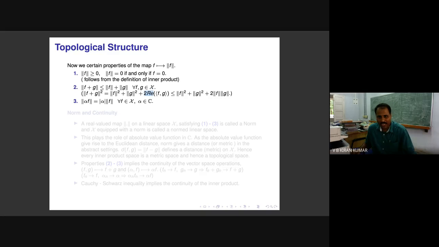Now, the real part of a complex number is bounded by its absolute value. So this is bounded by the absolute value of the inner product Fg. But by the Cauchy-Schwarz inequality, the absolute value of Fg is bounded by norm F into norm G.